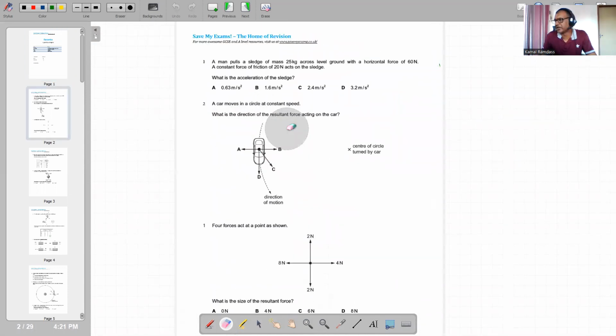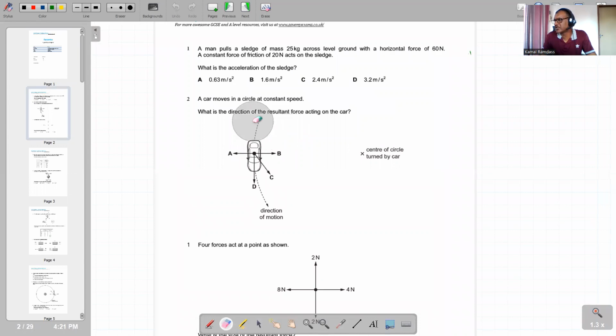Première question. A man pulls a sledge of mass 25 kg across level ground with a horizontal force of 60 Newton. A constant force of friction of 20 Newton acts on the sledge. What is the acceleration? Acceleration est égal à force résultante over mass. Et force résultante est 60 moins 20, 40 sur 25. Et si on multiplie la calculatrice, c'est pour 1,6 mètres par seconde carré.